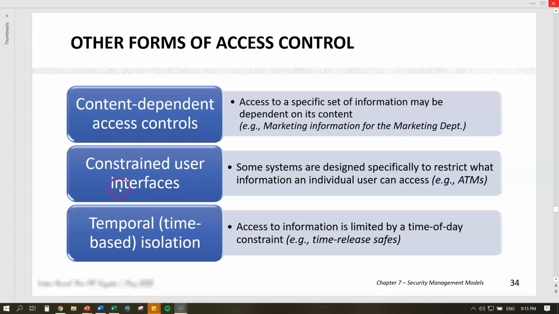Constrained user interfaces. Some systems are designed specifically to restrict what information an individual user can access. For example, like ATMs. And another form of access control is temporal, time-based isolation. Access to information is limited by a time of day constraint. Maksudnya ada had masa untuk access.